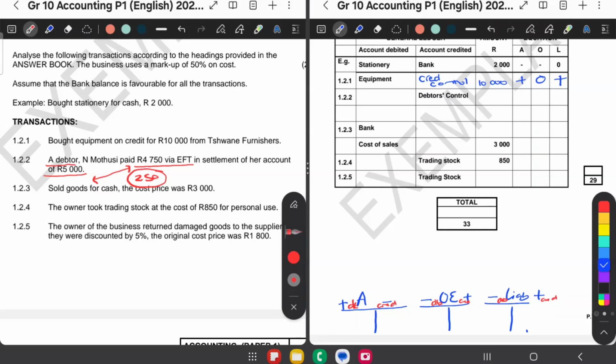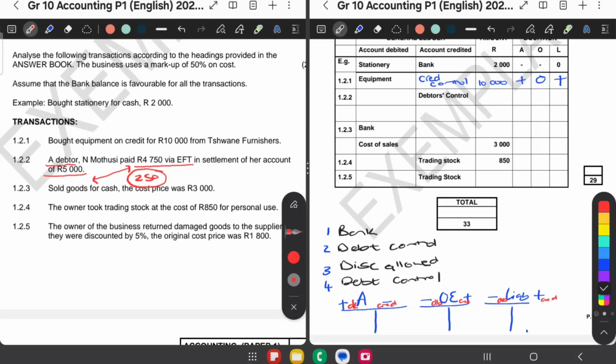Now we have 4 accounts involved. So 1, 2, 3, 4 accounts. Let's write them down. When the debtor pays us, the accounts involved are bank and debtors control. And then whenever you allow a discount to a debtor, it's discount allowed and debtors control.